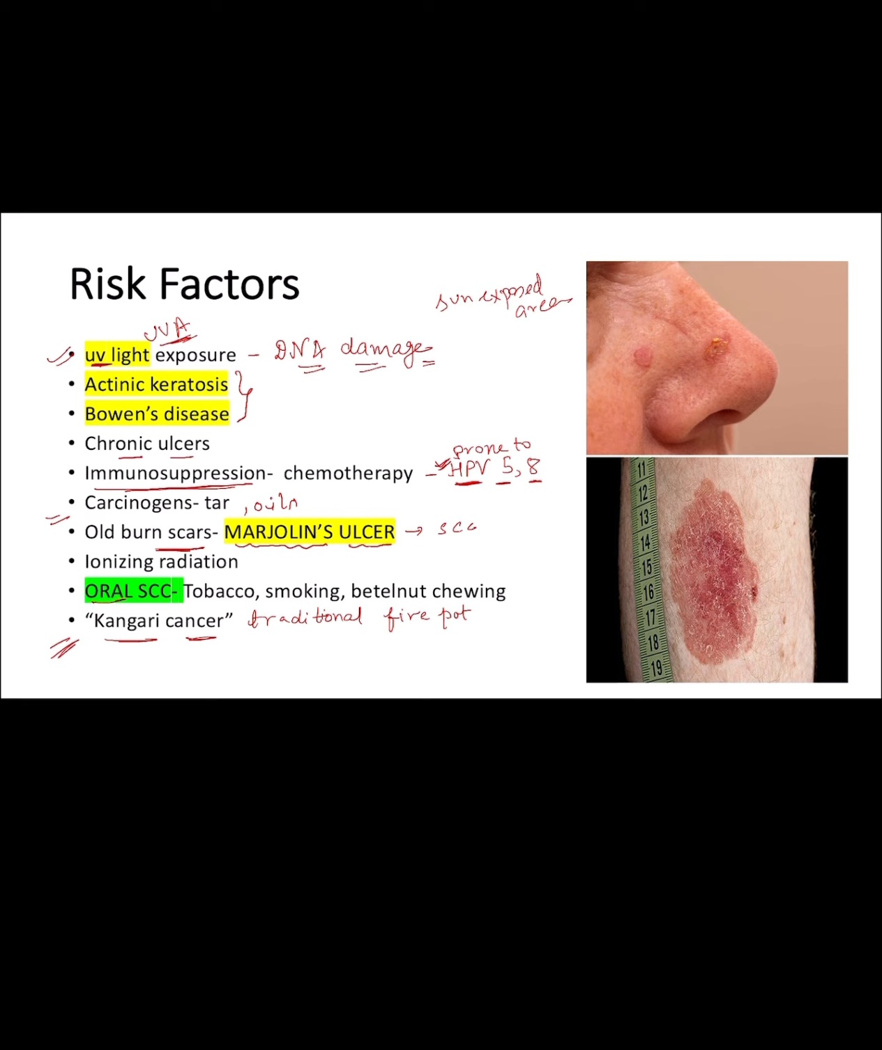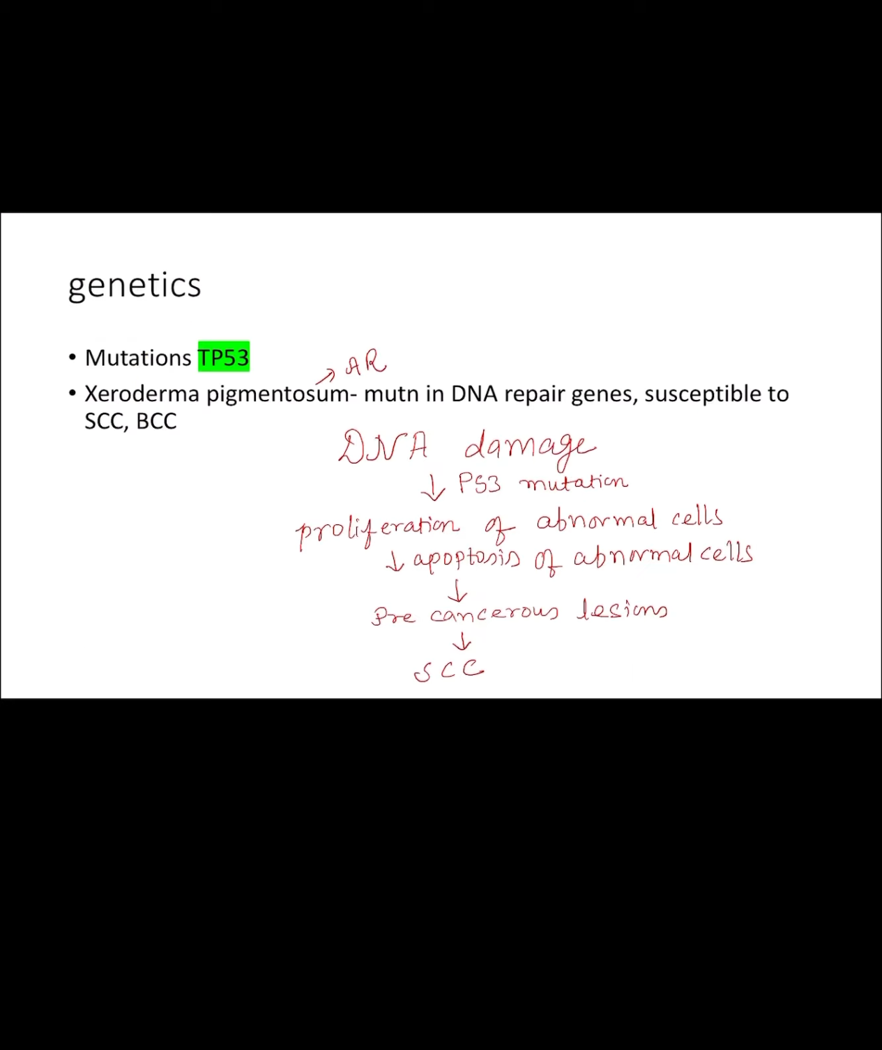And oral squamous cell carcinoma, for oral SCC, the oral cavity is lined by the non-keratinized stratified squamous epithelium, and the risk factors for oral SCC are tobacco smoking and betel nut chewing. So these are the important risk factors for the squamous cell carcinoma that you must know.